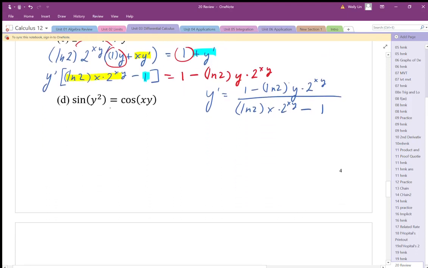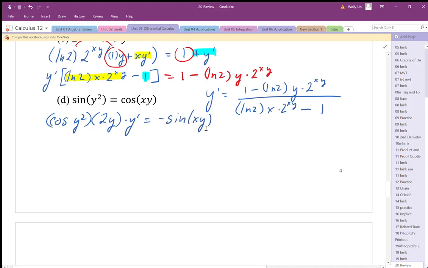This one here, again, this is a little bit more complicated. The y's are all embedded, but again, we just differentiate the outside. We need to apply the chain rule. So we're going to differentiate the squared. Okay, and then we're going to differentiate the y to y prime. Here we differentiate cos.